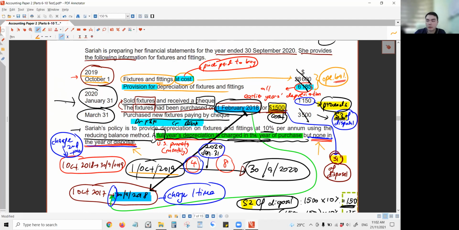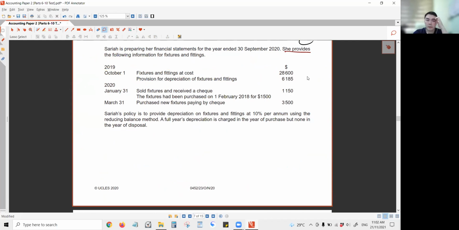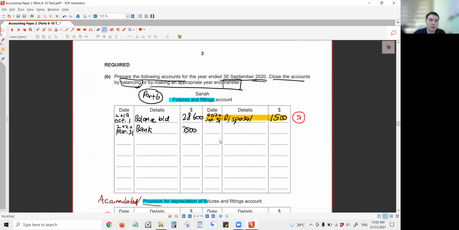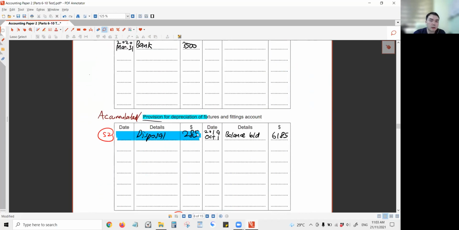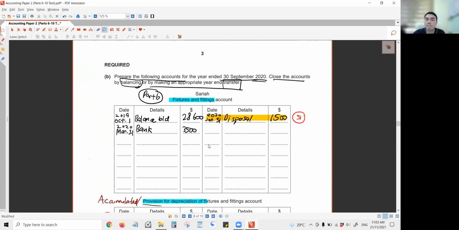I think we have to read the question one more time quickly to recall what this question is about. We are asked to prepare three accounts, right? Fixtures and fittings account, provision for depreciation account, then the disposal account. Disposal account is already done, okay? Nothing else to be done here.